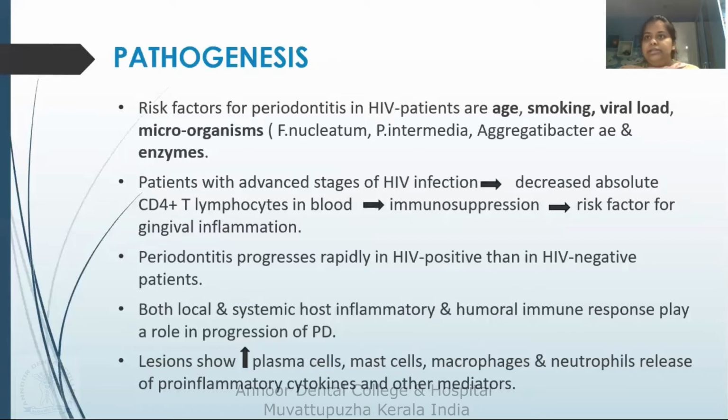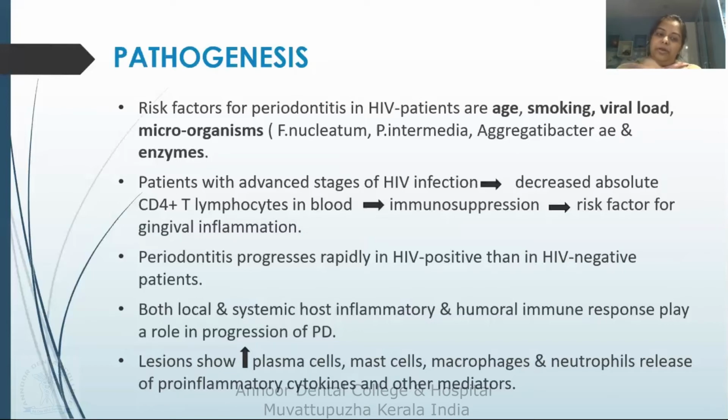We already know that periodontal disease is a combination of many things, right? It is a multifactorial disease. So that means this is a risk factor for gingival inflammation. When the immunity is suppressed, obviously there is a chance for inflammation. So what did we say about the pathogenesis? Patients with advanced stages of HIV infection have less than 200 CD4 lymphocytes per millimeter cube in blood, which will lead to immunosuppression, or all these immune cells are affected. We have already told that in the pathogenesis, and it is a risk factor for gingival inflammation.